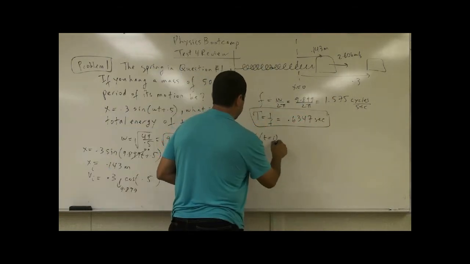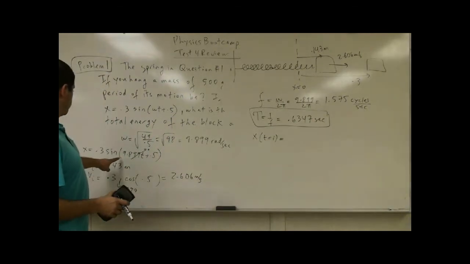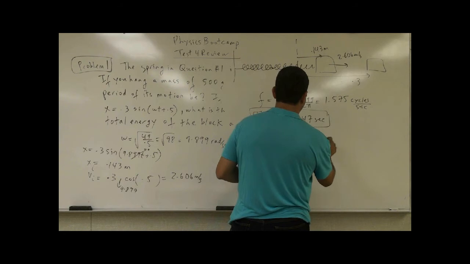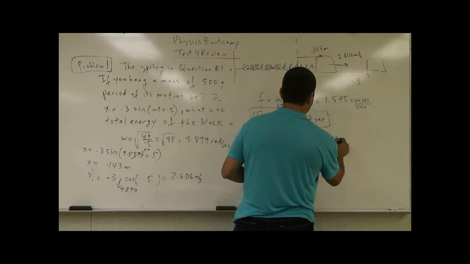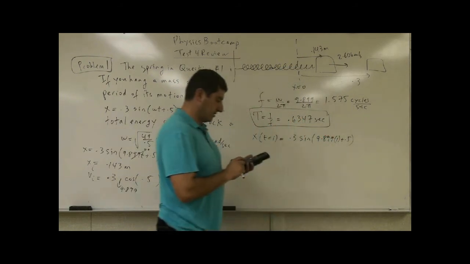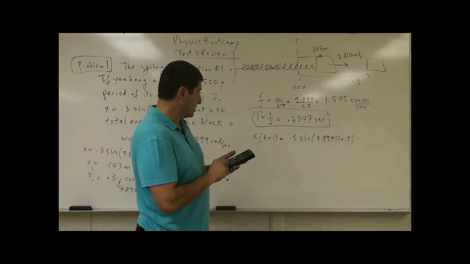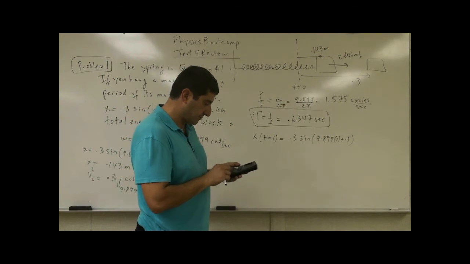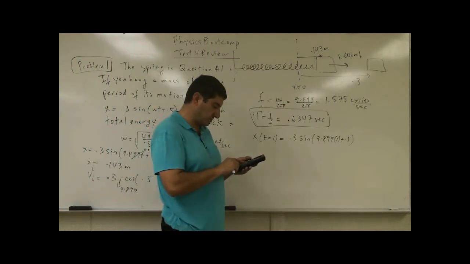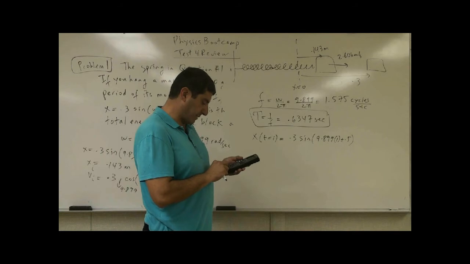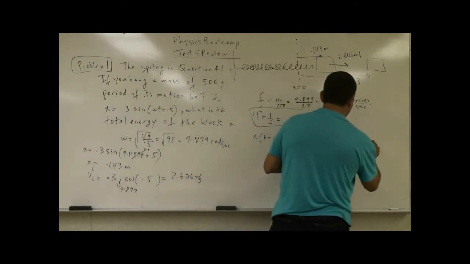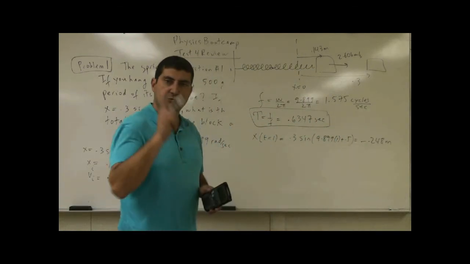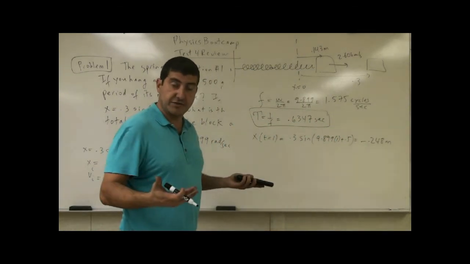x of t at t equal to 1 second. So we put in here 1. So you have 0.3 sine of 9.899 times 1 plus 0.5, right? So you take 9.899 plus 0.5. You take sine of that angle. Remember, you have to be always in radian mode here. Then you multiply that by 0.3. So that's going to give you negative 0.248 meters. Okay? So basically in 1 second, that's actually the frequency was saying that.